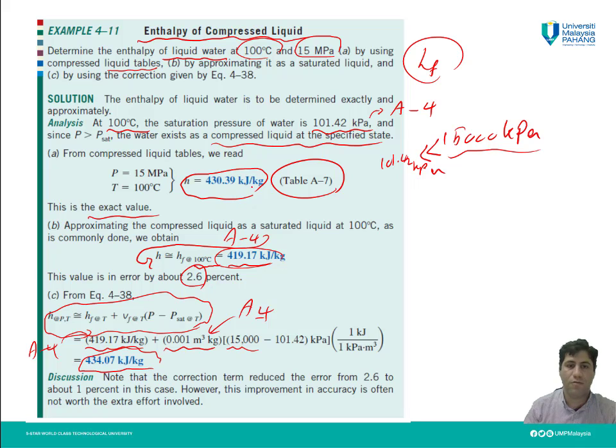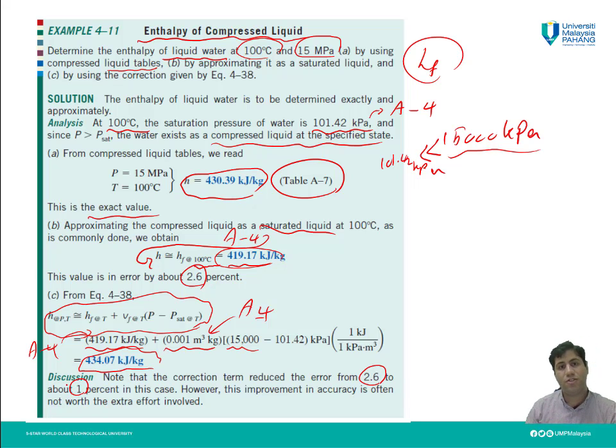The exact value is one. These two are approximations. The error for the first one, as a saturated liquid, is 2.6%. And if we use this equation, we will have only 1%.